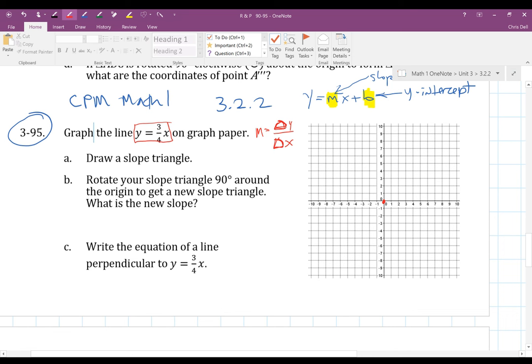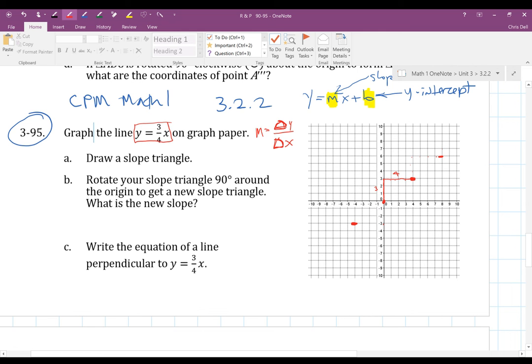So my change in y is a positive 3. So I go up 3, 1, 2, 3, and then over 4, 1, 2, 3, 4. So there's my next point, right? So it's up 3 over 4. And then I can do that again, but I'm not going to be able to do another one there. I can also go reverse with both, right? So if I go down 3, I'd go over to the left 4.